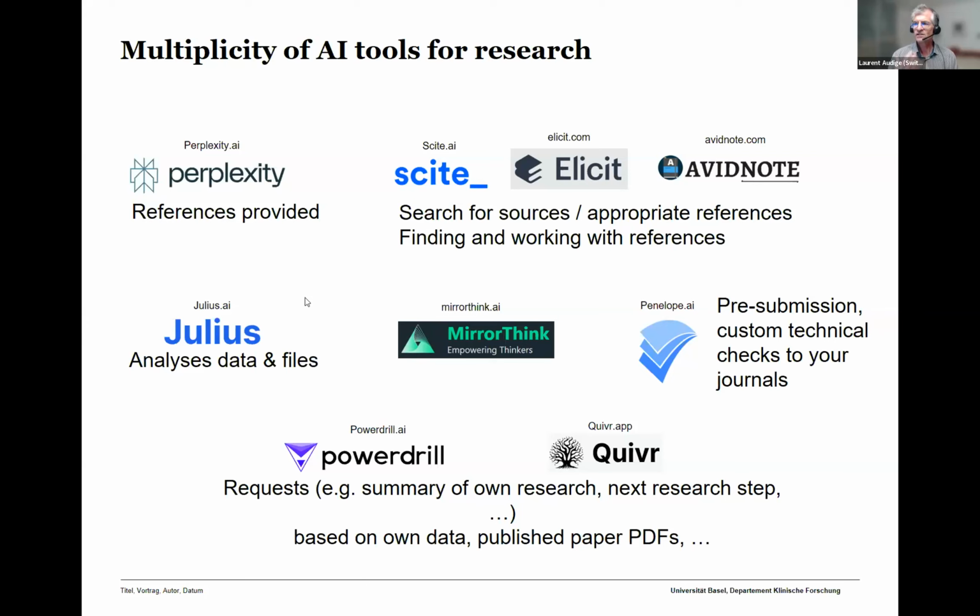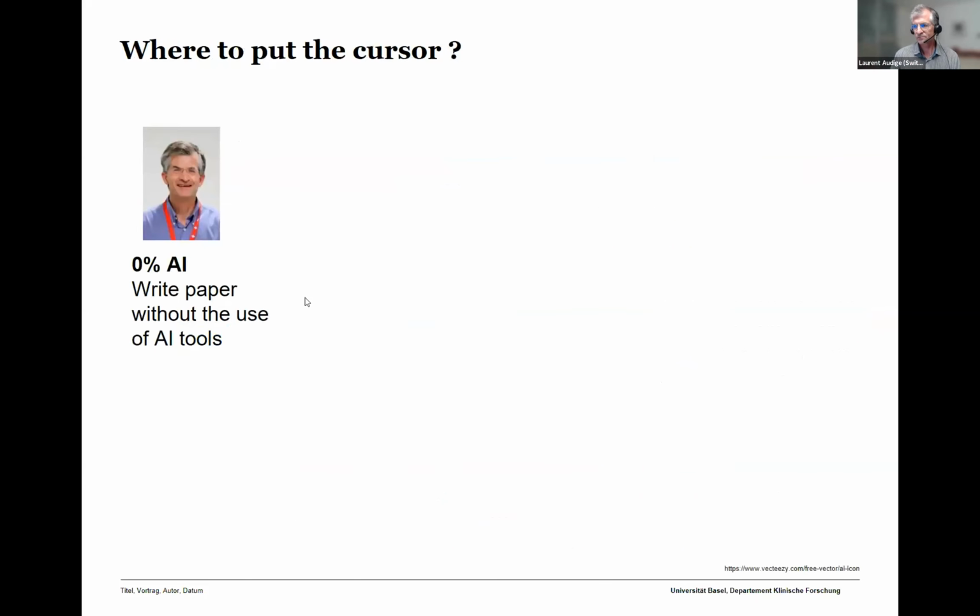Nowadays, there is a multiplicity of AI tools for research which is being proposed. I just put here some examples. I by no way make any advertisement on them, but some of them are very, very powerful to help us write and to be an assistant for publication and to perform research, and in particular in the field of references.